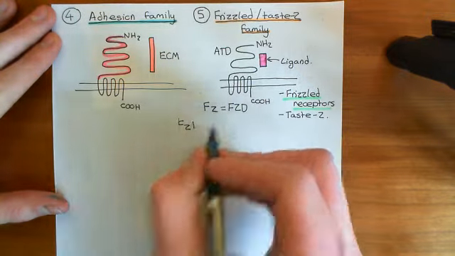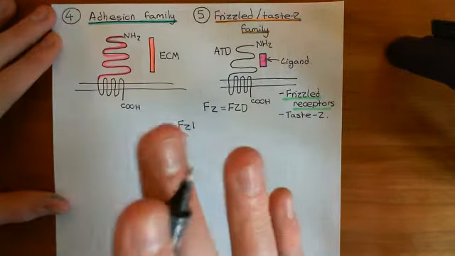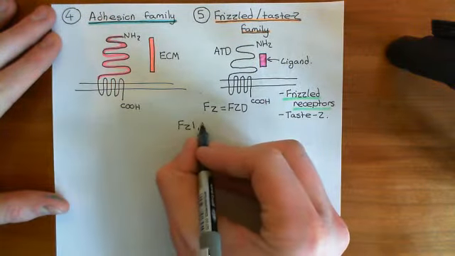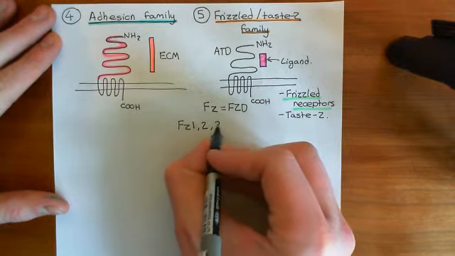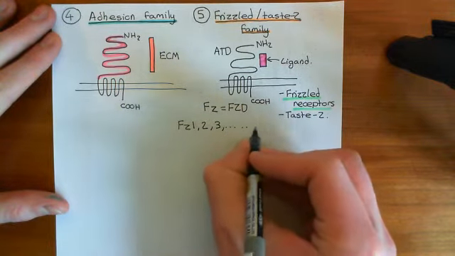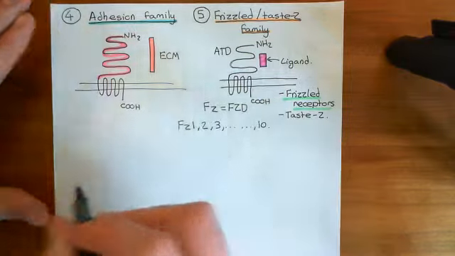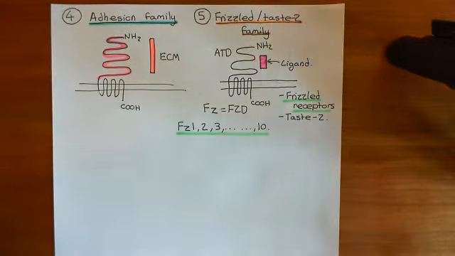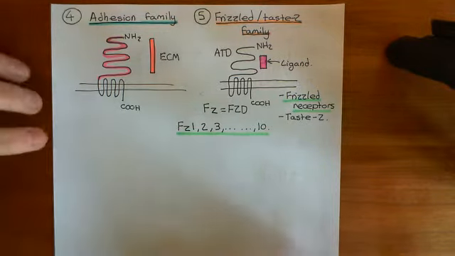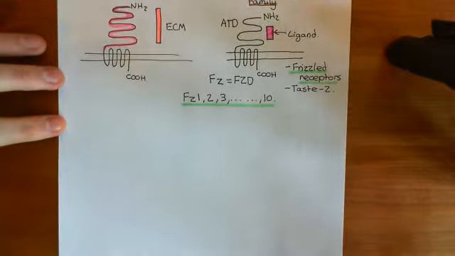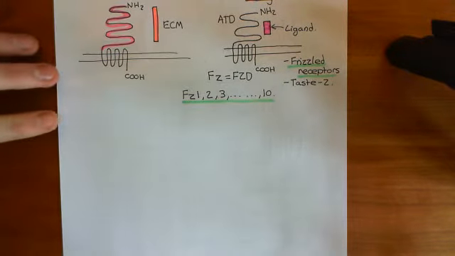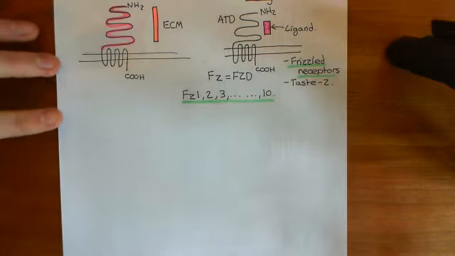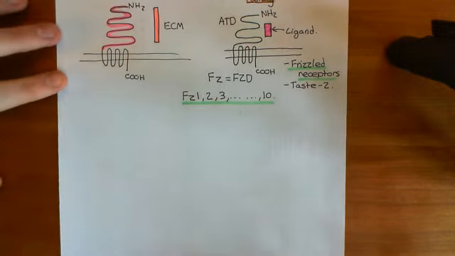Now, there are 10 different Frizzled receptors, and the naming is perfect. They are just named Frizzled 1, Frizzled 2, Frizzled 3, all the way up to Frizzled 10. Those are the 10 different types of Frizzled receptor. These are one of the receptors involved in sensing the presence of extracellular Wnt ligands, but they are not the only one. There's another receptor involved as well, and I now want to discuss this other receptor that binds Wnt.